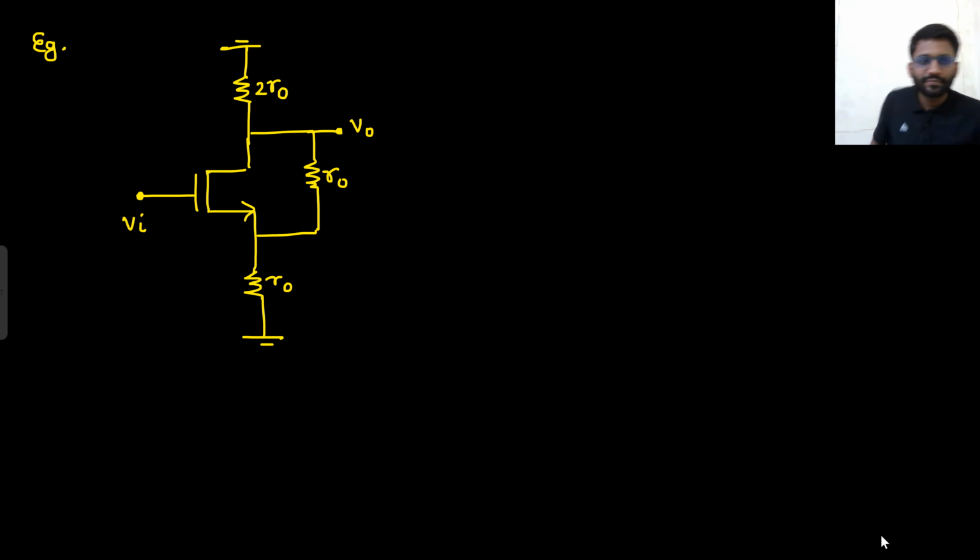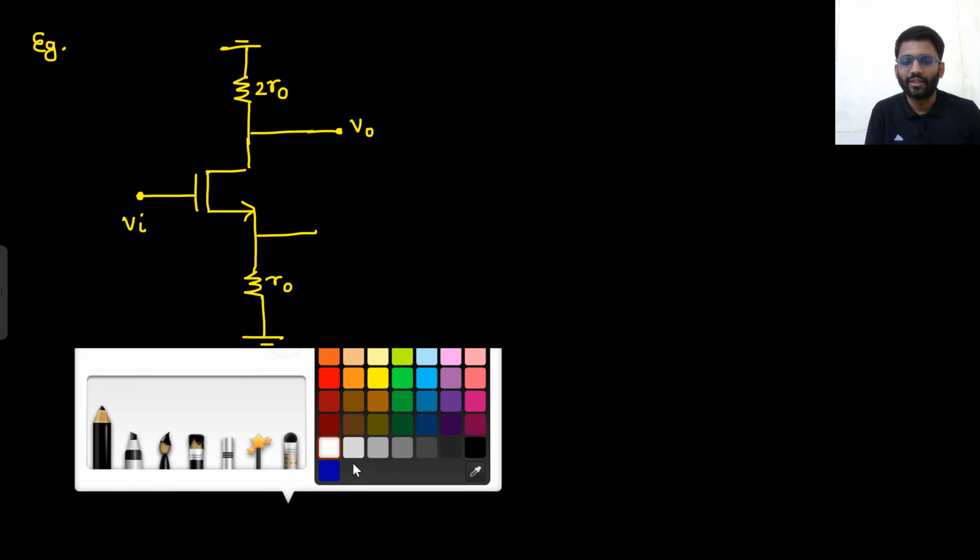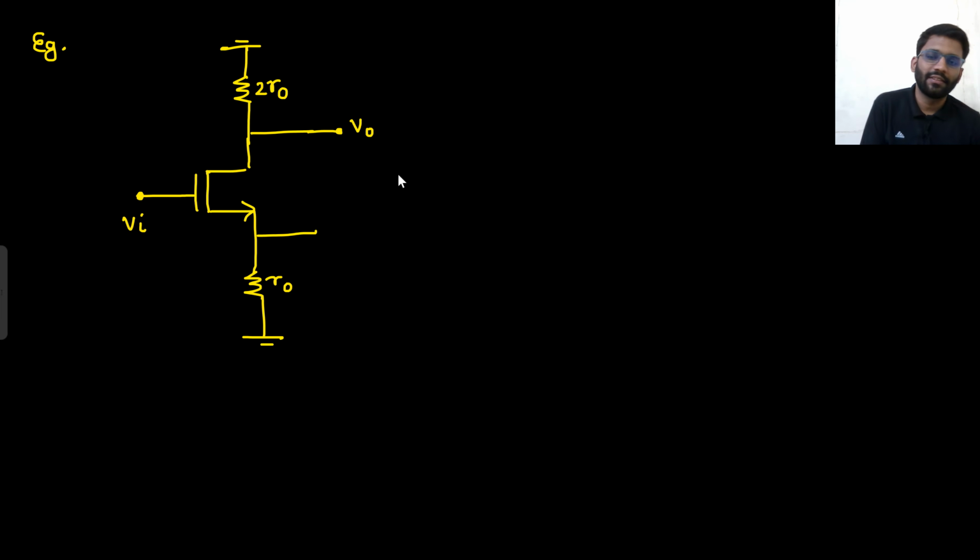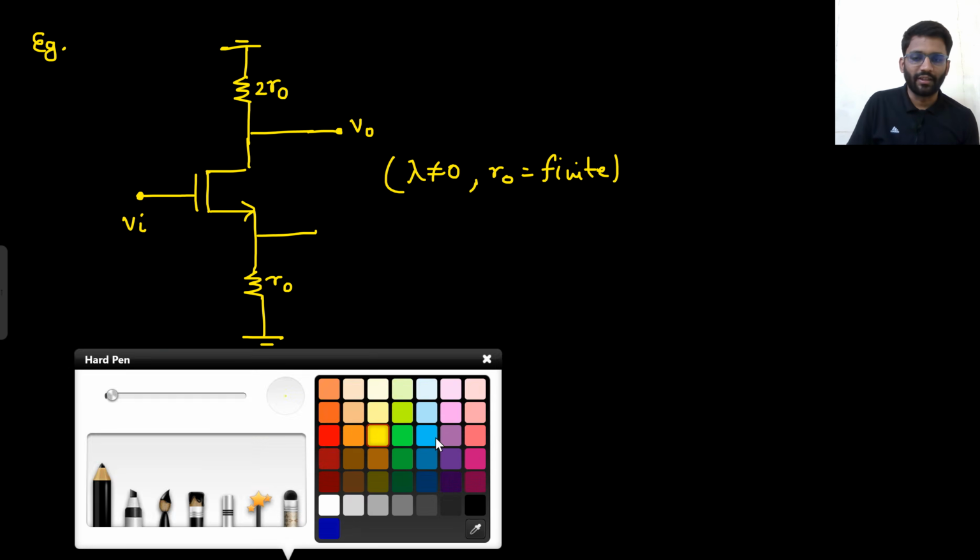What is this? Common source amplifier with degeneration, and R0 is considered. Here, instead of writing this, I should have written that your lambda is not equal to 0. That means your R0 is finite. R0 is not infinity. So here your R0 will be considered.